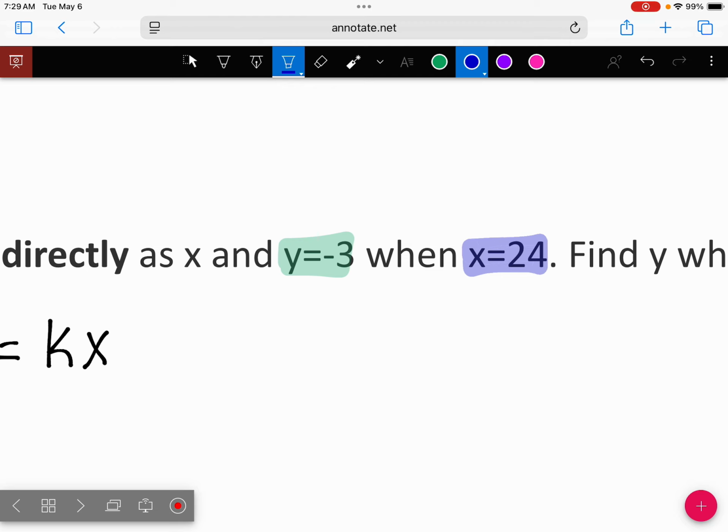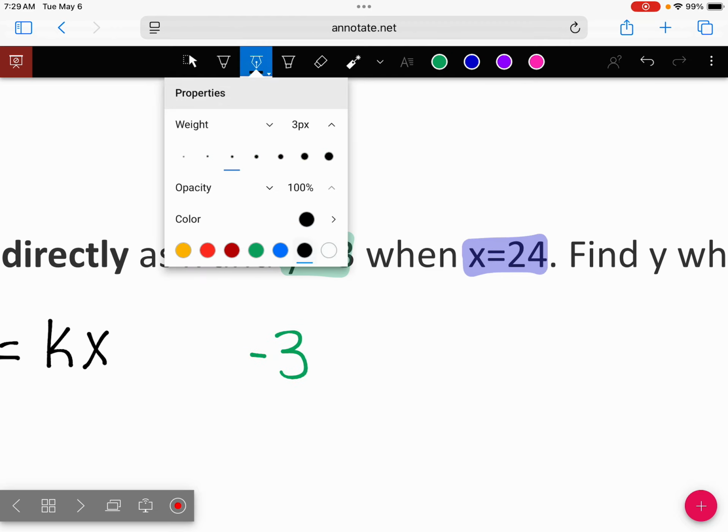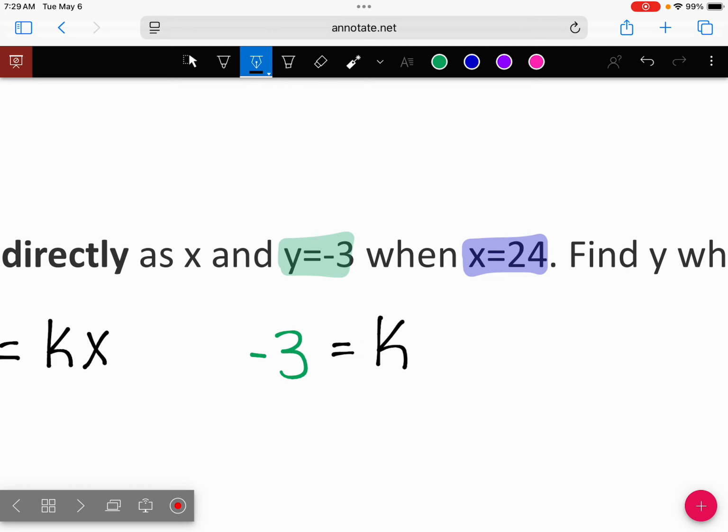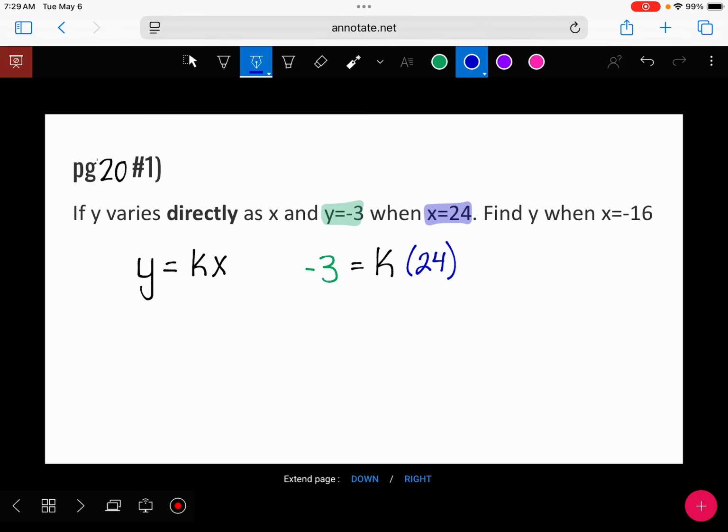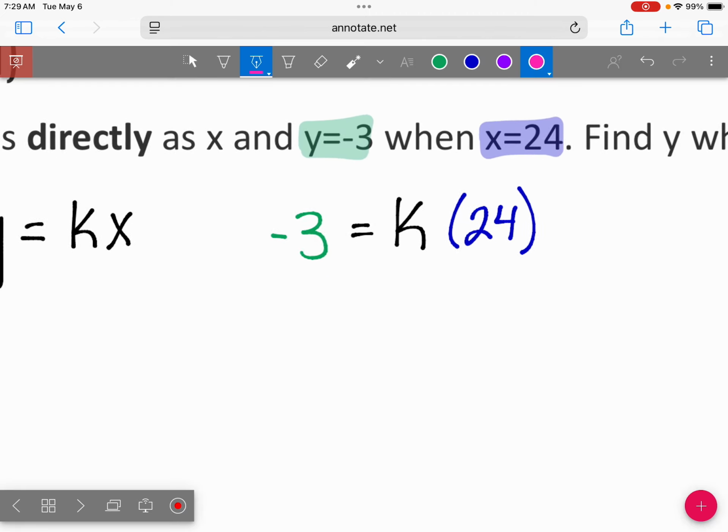So I could take my y to be -3, and it should equal that some number k times 24. So we could find k. How could I figure out what k is? If I have -3 equals k times 24, how could I get that k by itself? Divide by 24, because they're being multiplied right now.